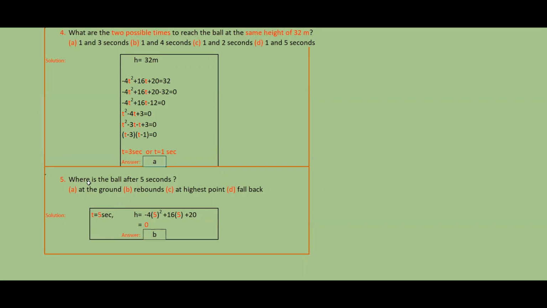And the next question is, where is the ball after 5 seconds? So after 5 seconds, we have to find the ball position. If t is equal to 5 seconds, substitute 5 in this equation, you will get h is equal to 0. That means the ball is at the ground. If the ball reaches the ground, it rebounds again. So the option here is B.